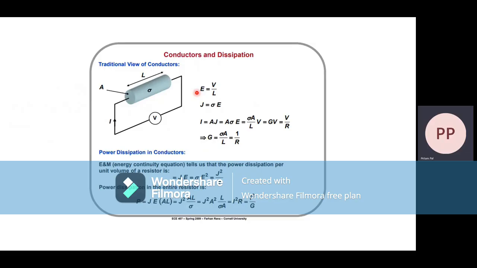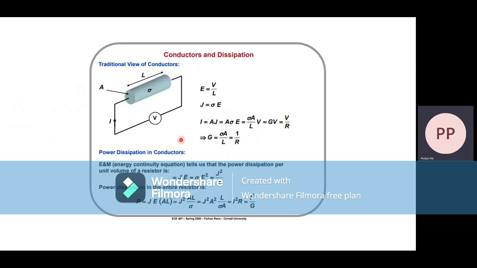So the current is the area multiplied by the current density. That is the number of charge carriers flowing per unit time, and that is called the current. If you now substitute J by sigma E, we finally get the conductance, which is inversely proportional to 1 over R. So G is equal to 1 over R. This is the conductance in the system. As the resistivity of the system increases, the conductance will decrease, as you all know.